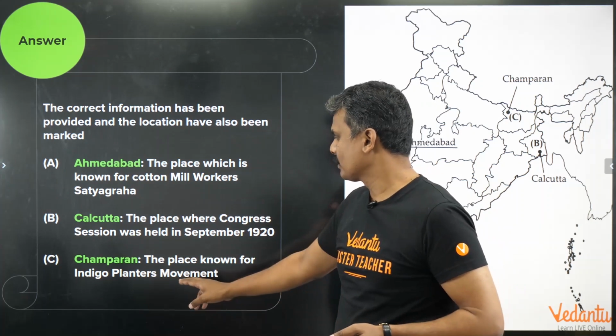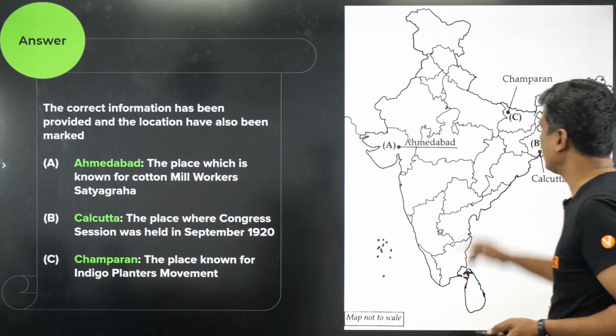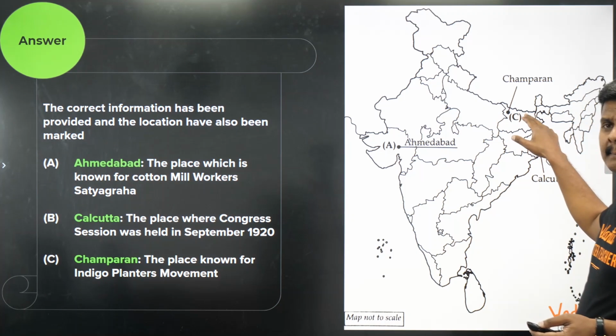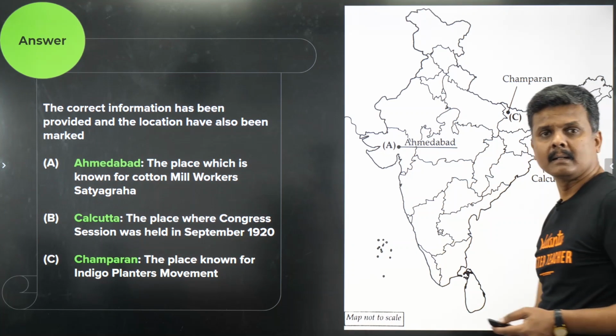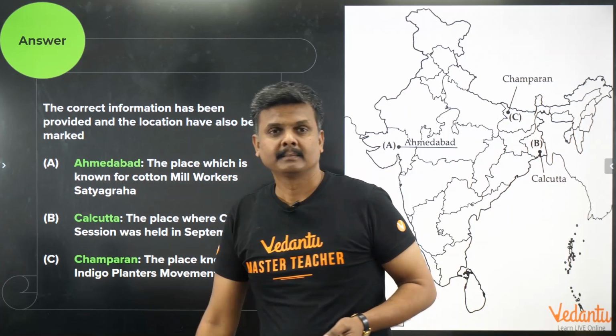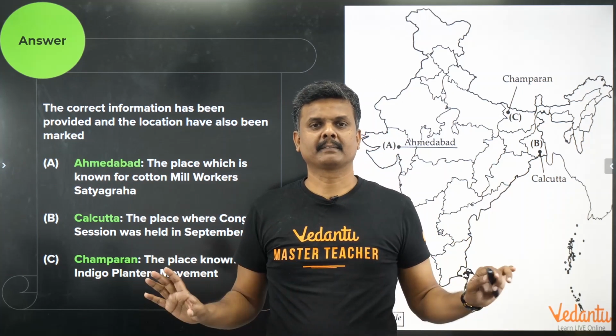Champaran movement, the place known for indigo plantation, where was that? Just next to UP. Remember, we just dealt with it. Bihar. It is in Bihar. You getting it? Full marks, guys. Simple.